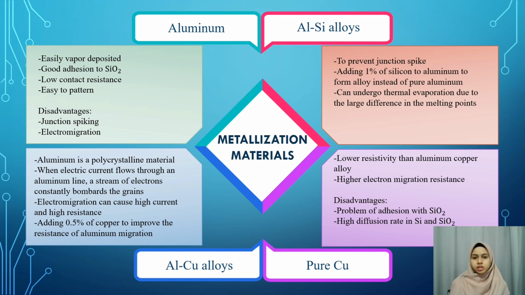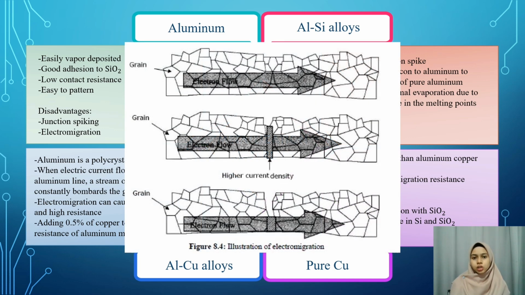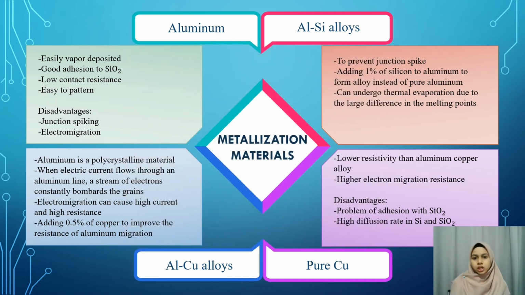Aluminum is a polycrystalline material which consists of many small monocrystalline grains. When electric current flows through aluminum, a stream of electrons constantly bombards the grains, and they start to move down, causing electromigration. High current and high resistance would generate heat and eventually cause breaking of the aluminum line. By adding 0.5% of copper, it can help to improve the resistance to aluminum migration, because copper atoms are larger and can hold aluminum grains, preventing migration.